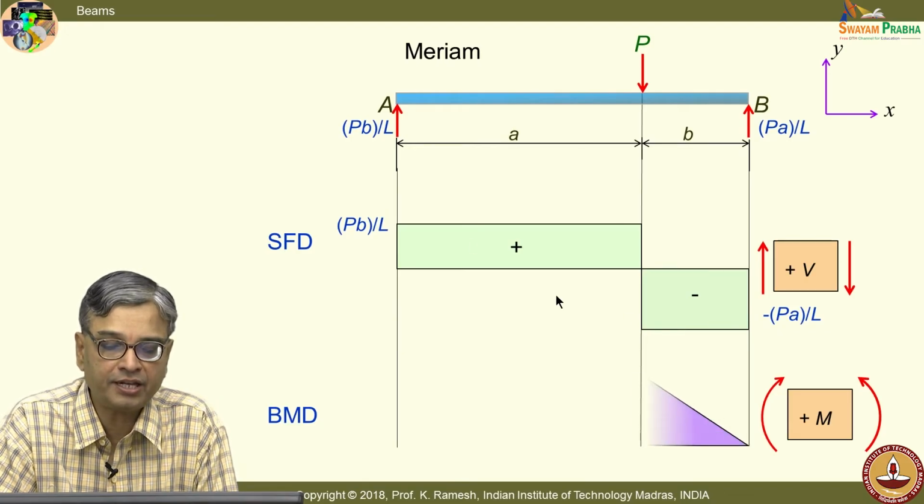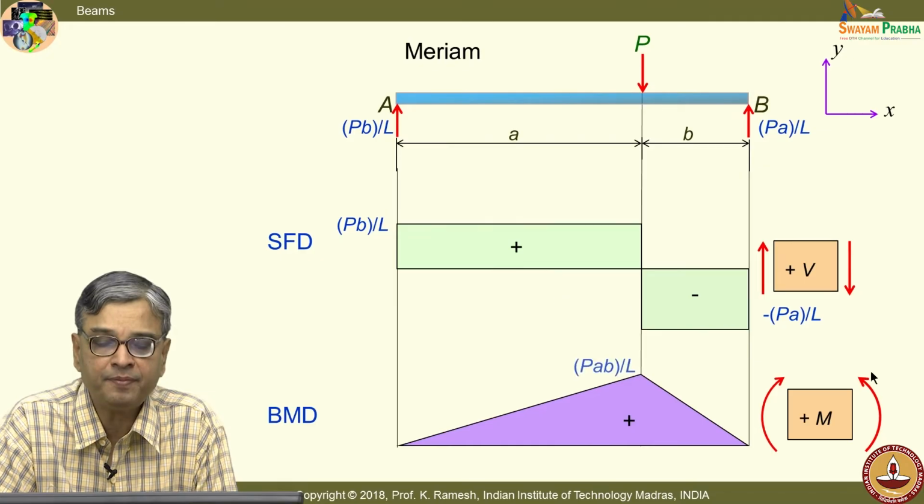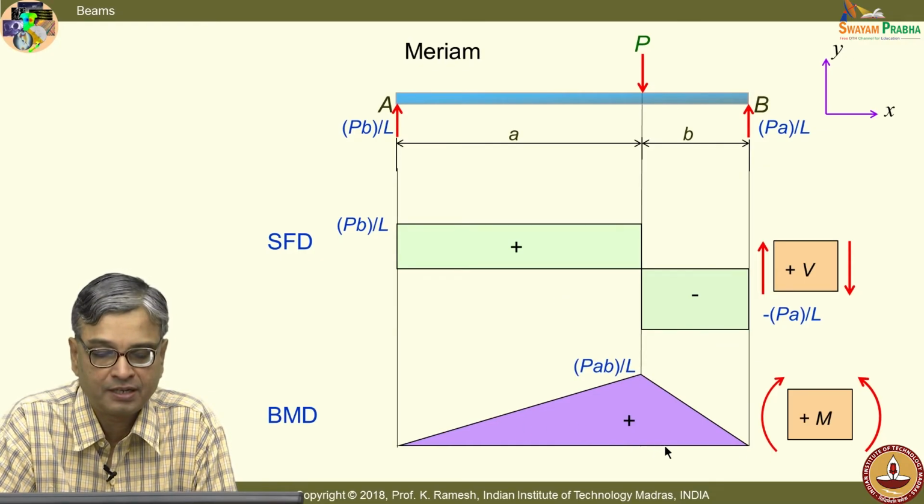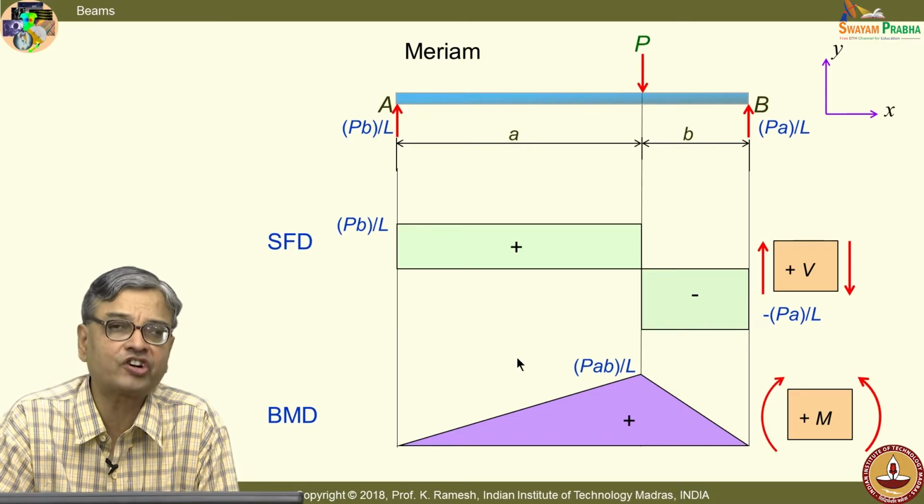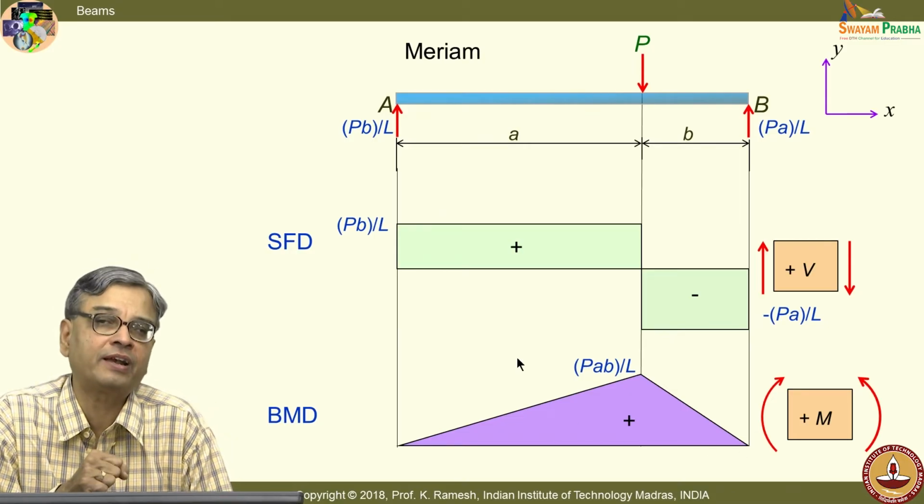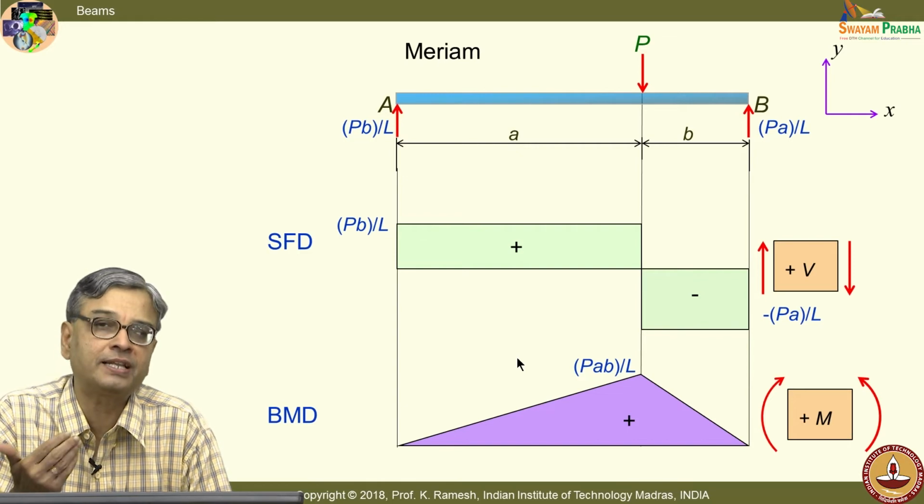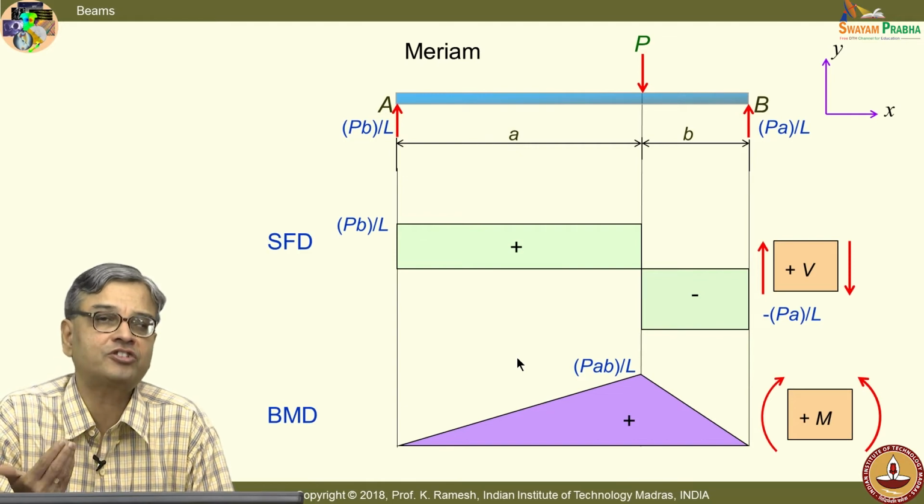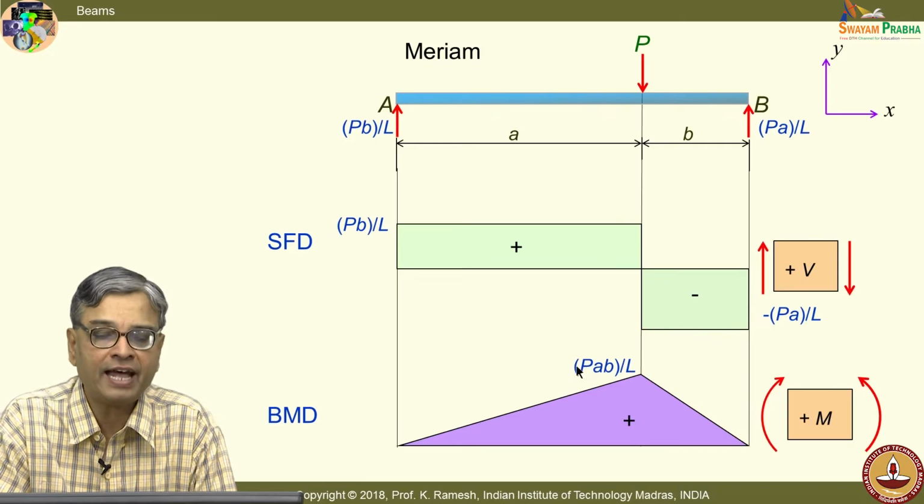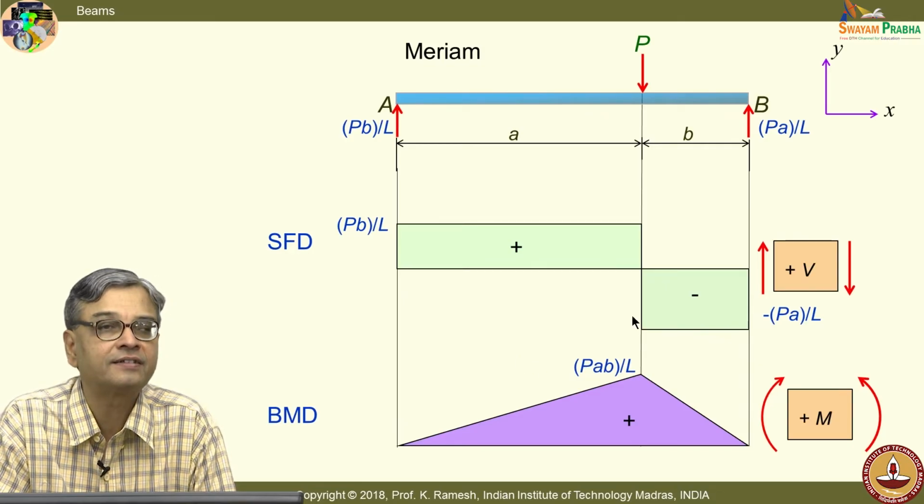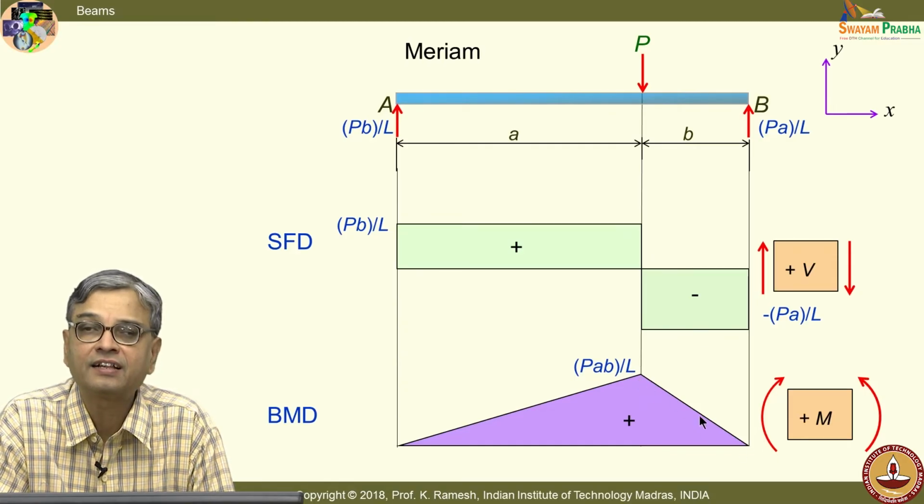And let me draw the bending moment diagram. I am drawing it from right to left. And what are the striking features you get in the bending moment diagram? If I compare the shear force diagram and the bending moment diagram, the first striking feature is when I have this as constant, I have this as a linear variation. That is first observation.